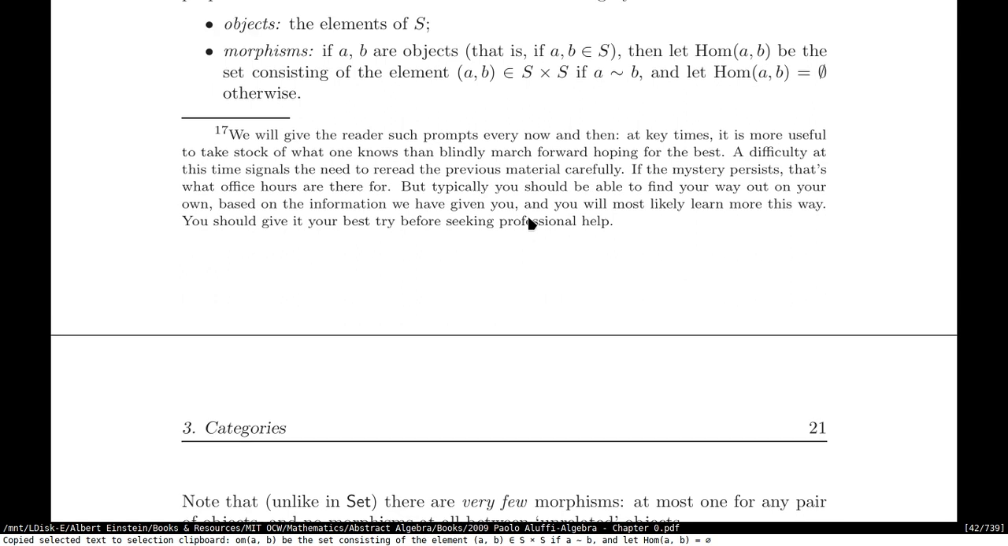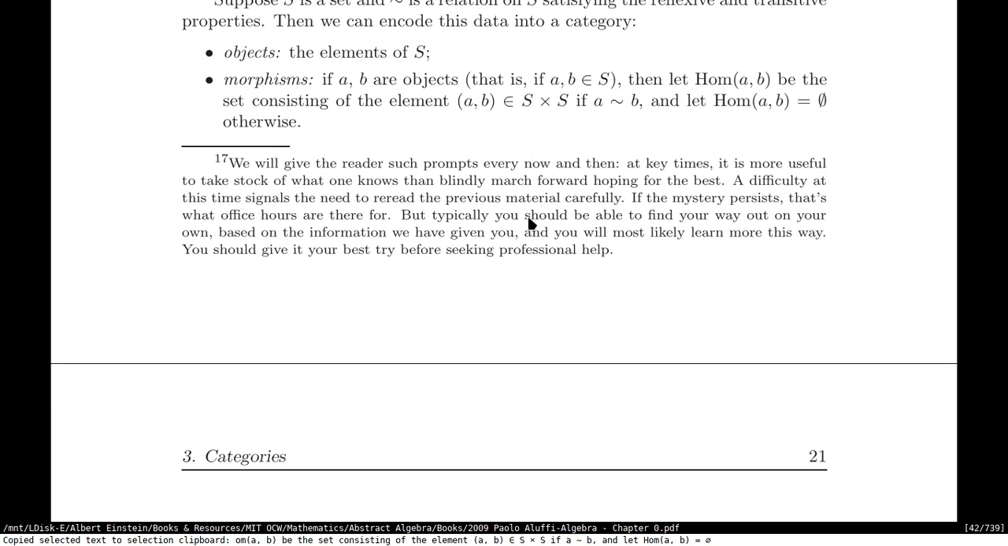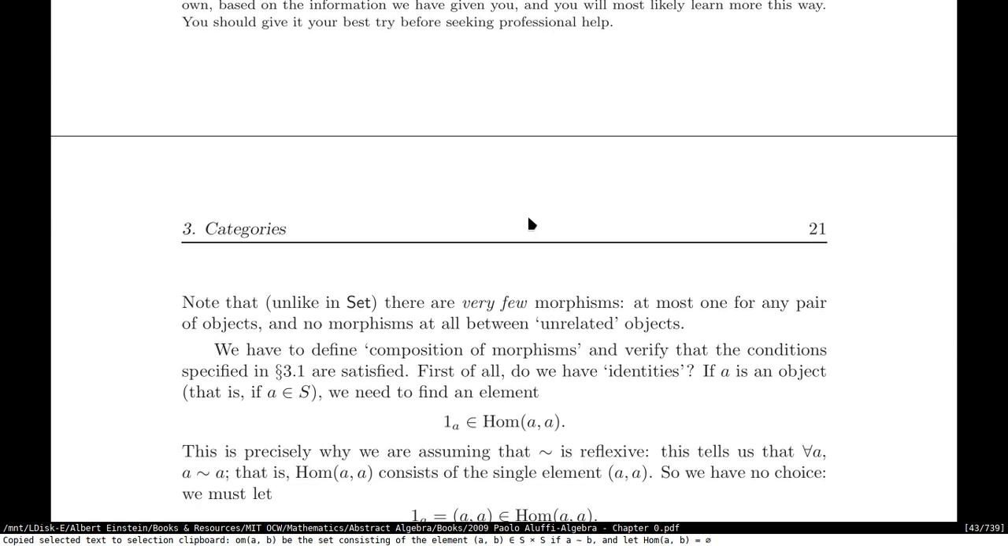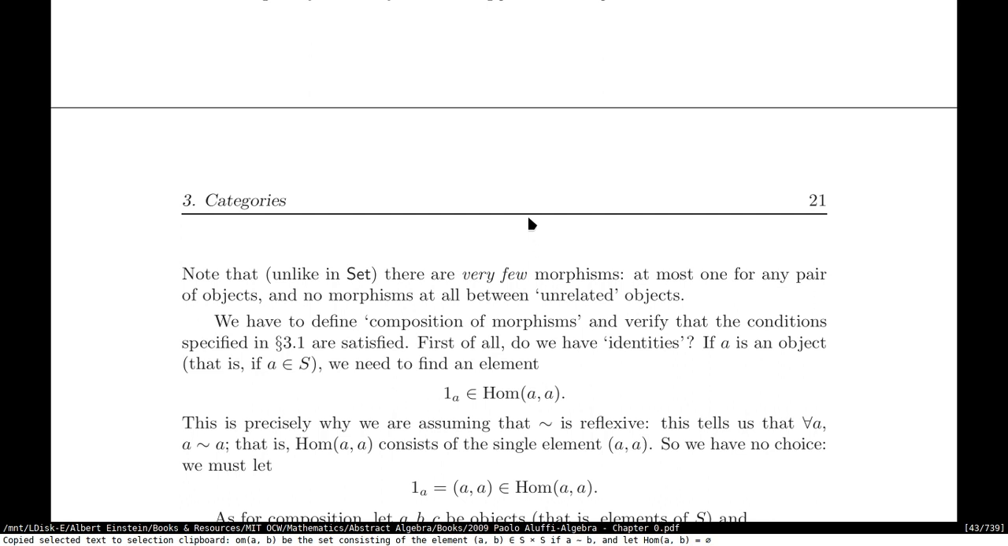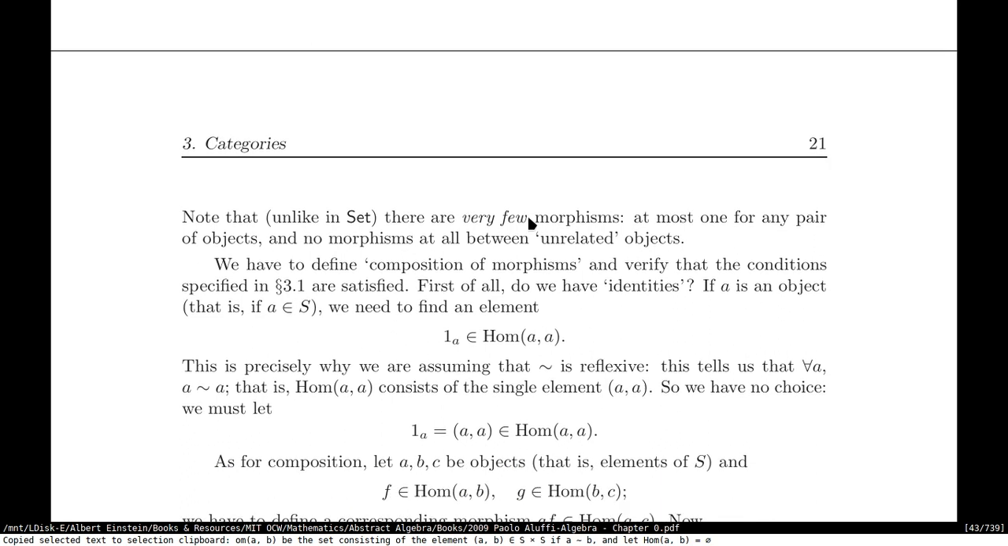As you can see here, the morphisms are going to be very few, because we have put in restrictions on what can be a morphism here. Again, to prove that this is actually a category, we have to verify the conditions that we listed before, right? So we have to see whether these objects have identities or not. If A is an object, that is, A is an element of S, then you need to find an element 1_A, which is an endomorphism of A. And this works because we have assumed that this relation is reflexive, right?